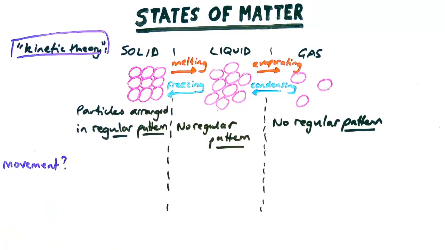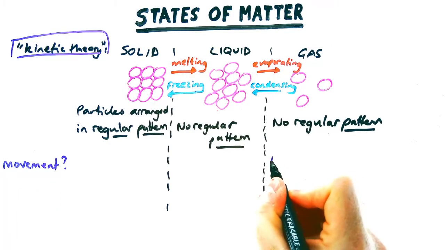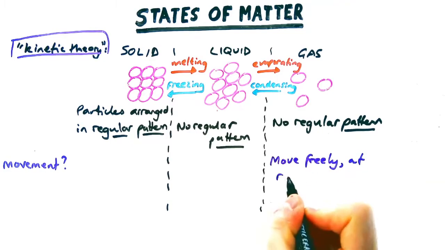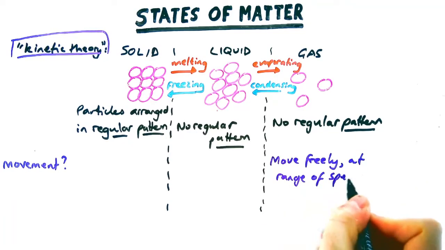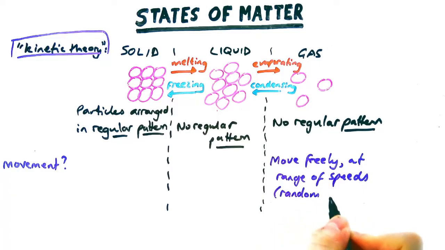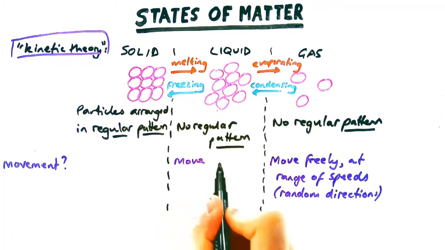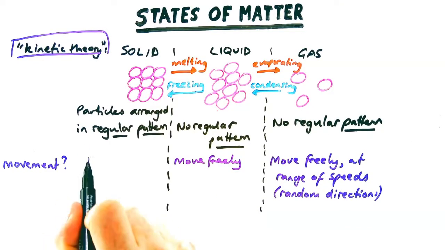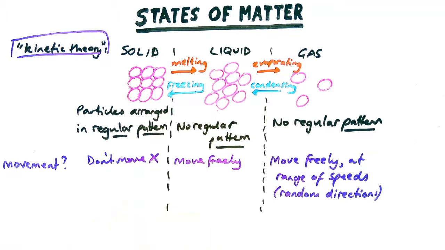The next thing we're going to talk about, and this was in the 2023 question as well, is their movement. Gas particles are the easiest ones to describe. They move freely at a range of speeds. They do usually move faster than liquid, but some of them move slowly. They're a range of speeds and they're in a random direction. Liquid particles move freely. They kind of switch over places. They move pretty freely.